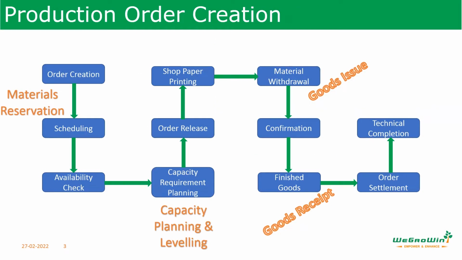As discussed in the last session, production order can be created manually or it can be converted from planned orders. The production order is telling what is to be produced, what are the components to be used, what are the operations to be carried out, and what are all the work centers to be involved. Also, the creation of production order creates a reservation for the materials. And when we create the production order, the scheduling is carried out, availability check is carried out, and capacity requirement planning is also done. These are the things done in the production order creation.